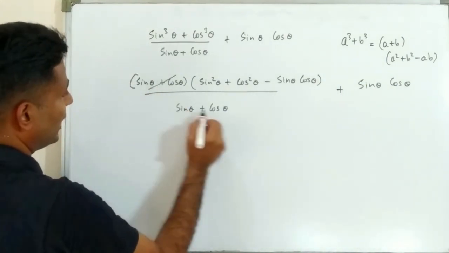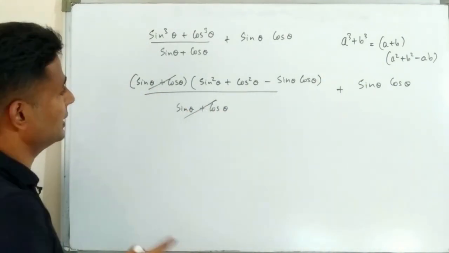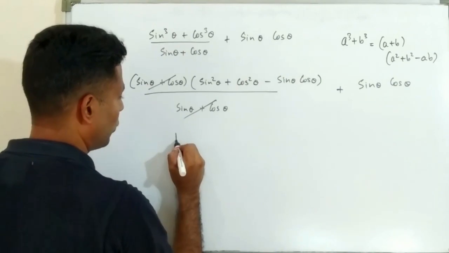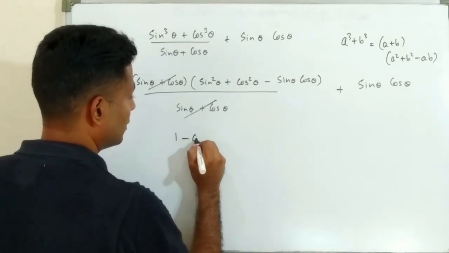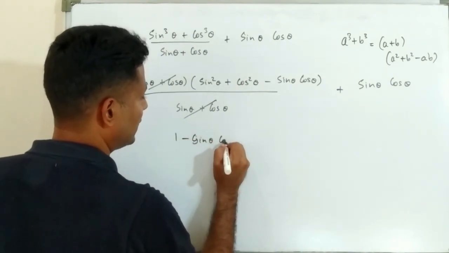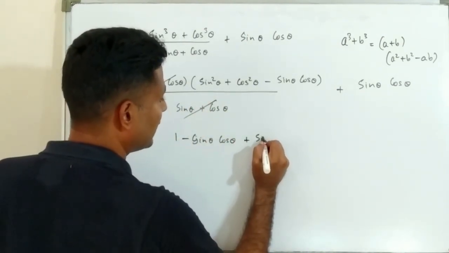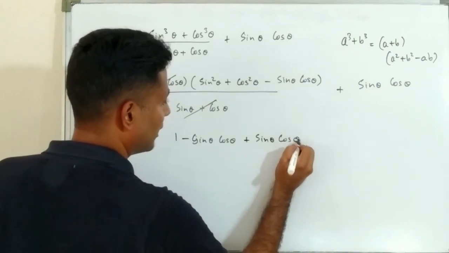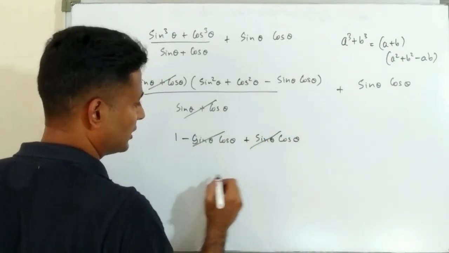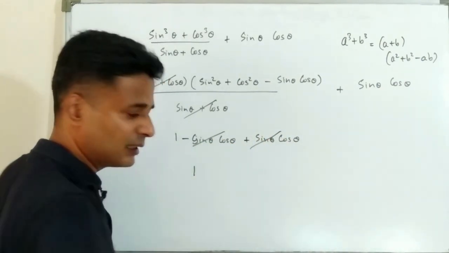Now sin theta plus cos theta will cancel, ones are ones are. Sin square plus cos square is 1, minus sin theta cos theta, and now since there is no denominator, directly we can write plus sin theta cos theta. So minus sin theta cos theta plus sin theta cos theta will cancel. Answer is 1.